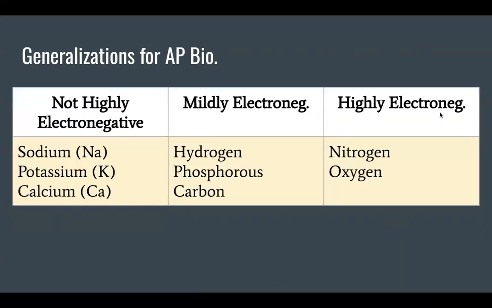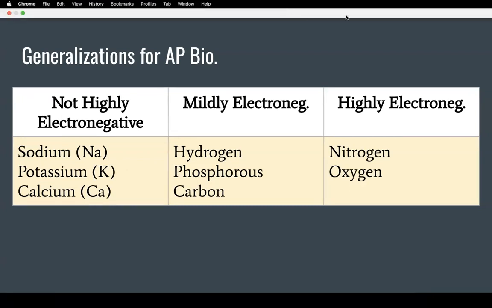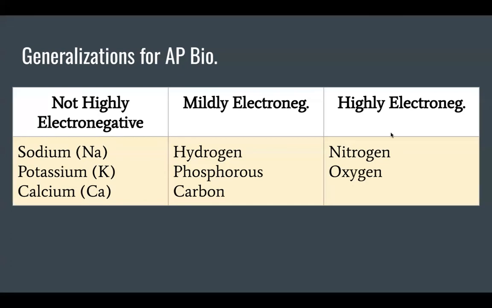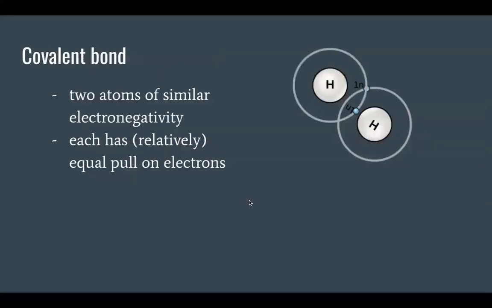Now, again, these are generalizations that we can use for AP Bio. Nitrogen and oxygen are going to be considered our highly electronegative atoms. Hydrogen, phosphorus, and carbon are going to be mildly electronegative, and then sodium, potassium, and calcium are going to be not highly electronegative. Again, these are going to be specifically used for our purposes in AP Biology, right? You're going to need more specifics for other classes.